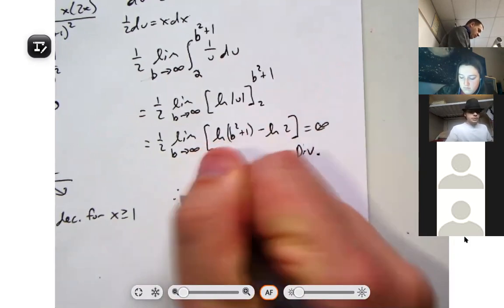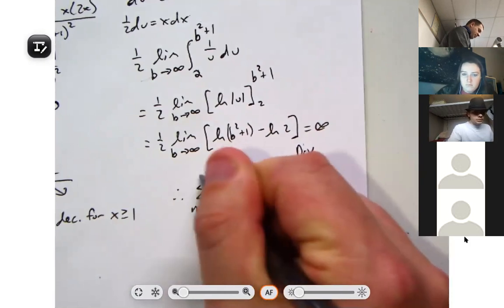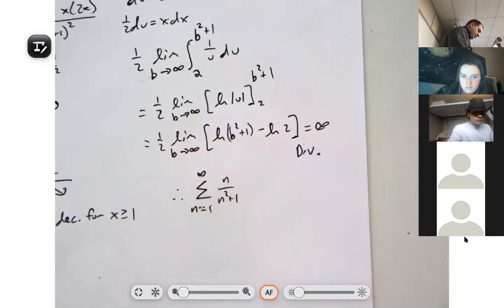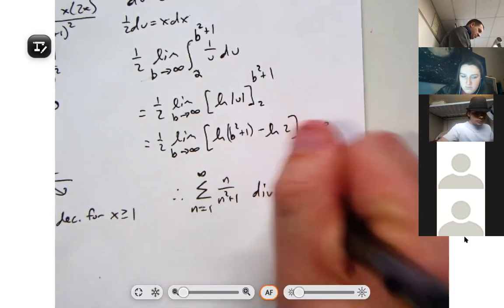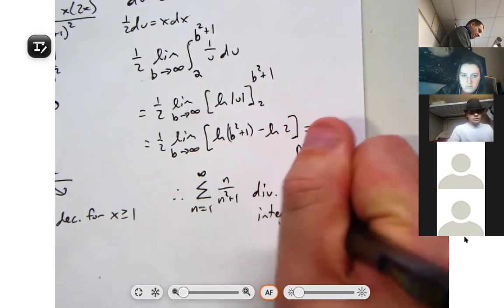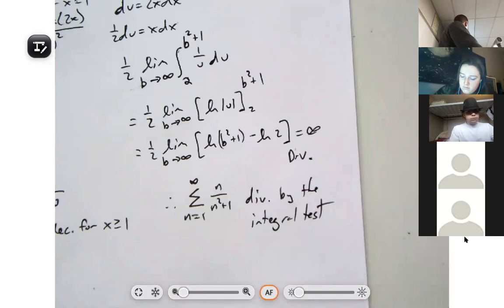Therefore, the series from n equals 1 to infinity of n over n squared plus 1 diverges by the integral test. That's one problem.